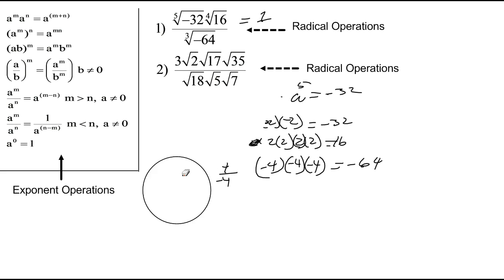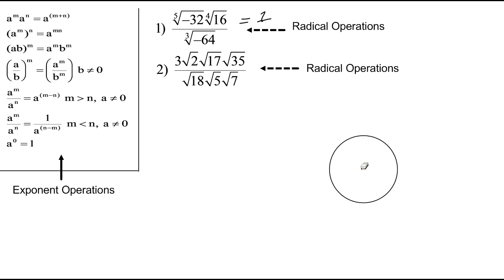So that shows you how you can be looking at a problem that seems very difficult, but if you understand the operations, you can solve it. What's the second problem? That's just square roots, all to the order of 2. So we have 3 times the square root of 2.